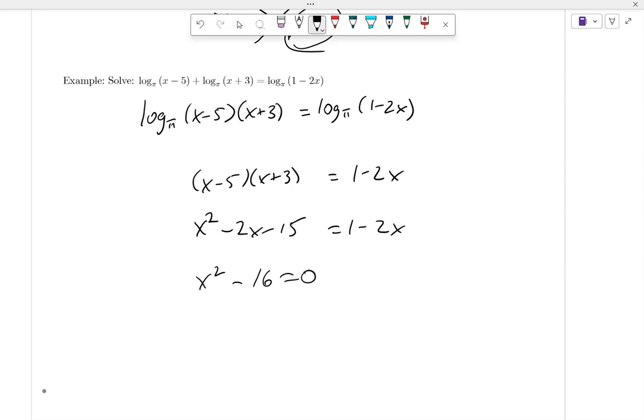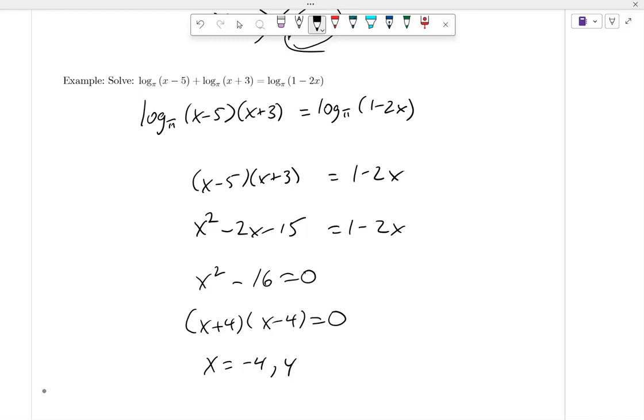You can factor it or move the 16 back if you really want to. Okay? I'll just factor it as a difference of squares. X squared minus 16 factors as x plus 4 and x minus 4. So what solutions do you get? You get a -4 and a 4, right?